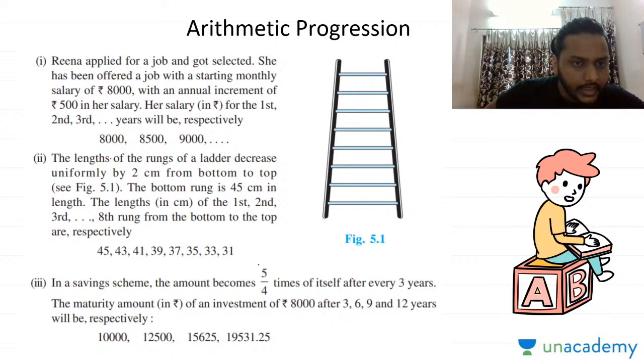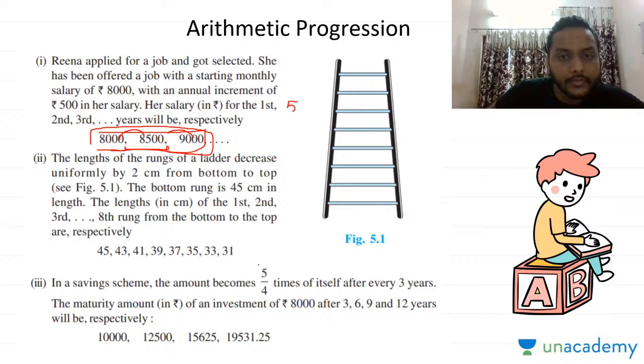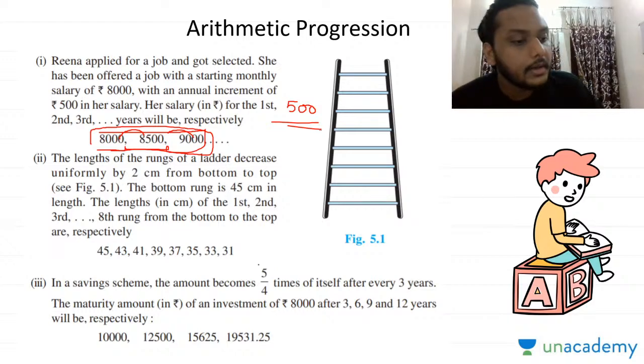If you see the first one guys, I have 8,000, then 8,500, then 9,000. 8,500 minus 8,000 is 500, 9,000 minus 8,500 is 500. So in this series the difference remains the same, that is 500. And because the difference does not change, I can say that this sequence is nothing but your arithmetic progression.